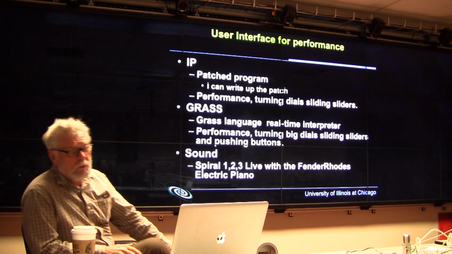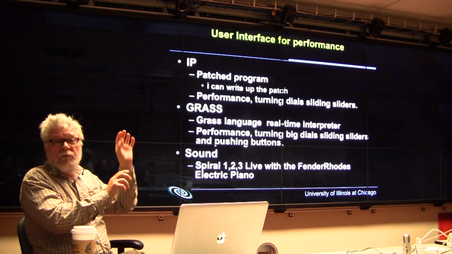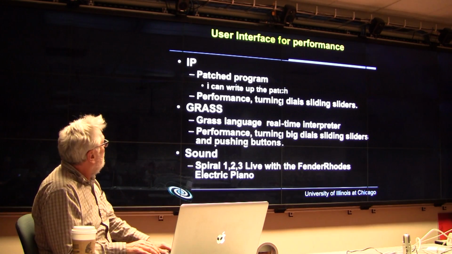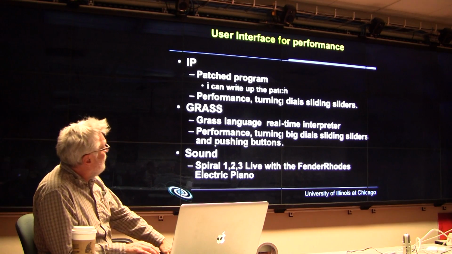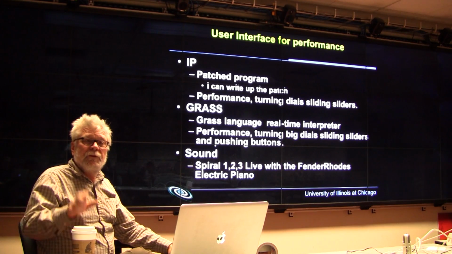I didn't change the program in the sense of changing the patch. I just turned knobs which enabled parts of the program to be visible. In the Grass System, the performance part was turning those big dials you saw and sliders and a series of buttons.